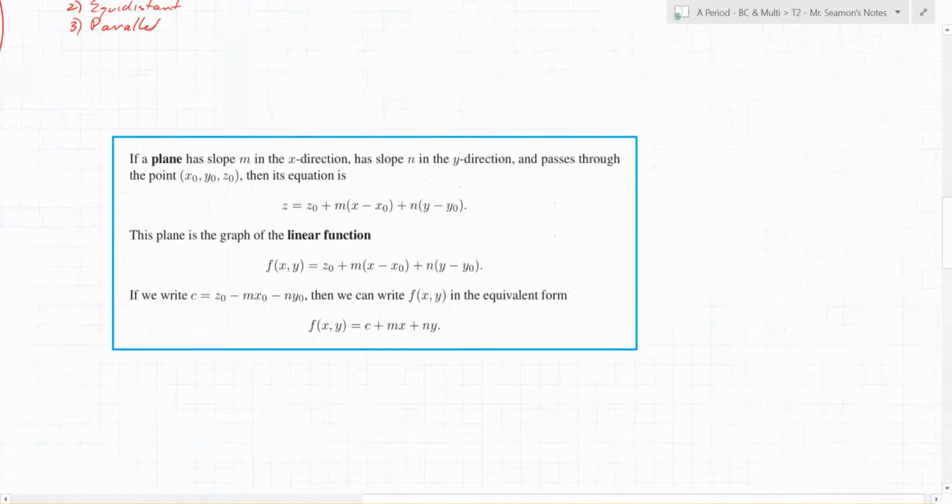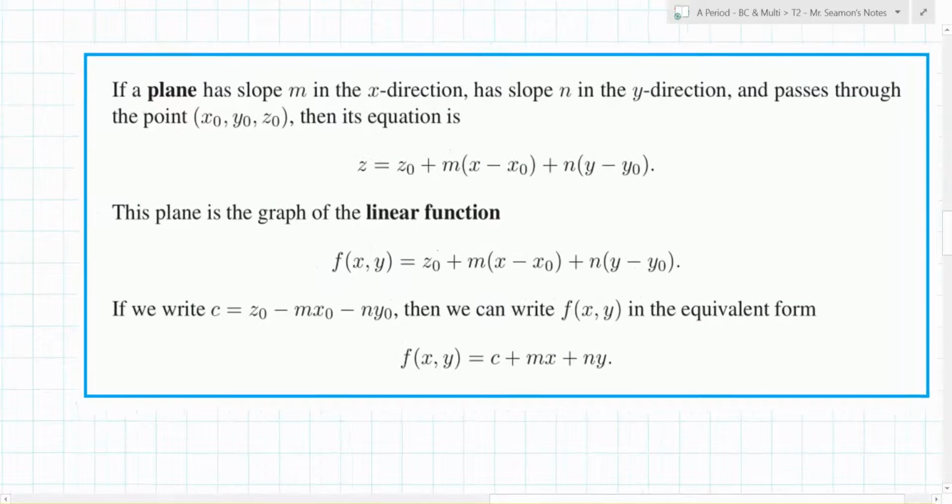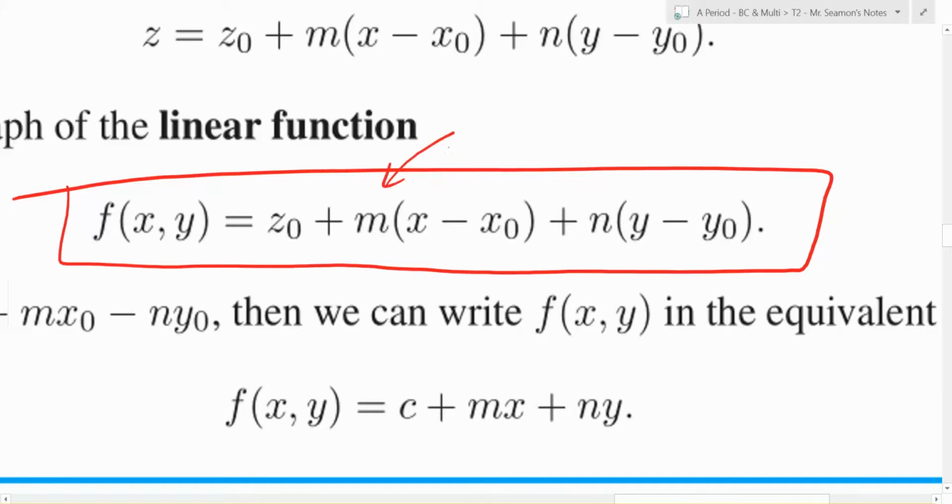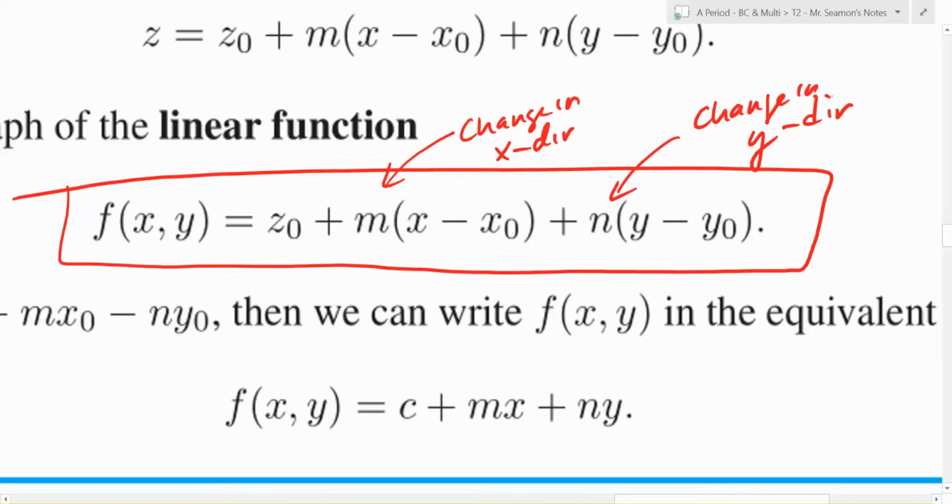Well, you saw something that looked like this in chapter 12. Do you remember this equation right here? Do you remember what m and n represented? Yeah, it was the change in the x direction, right? And what was this? Exactly, change in the y direction. I apologize for math choosing two letters that sound and look alike: P, Q, M, N.